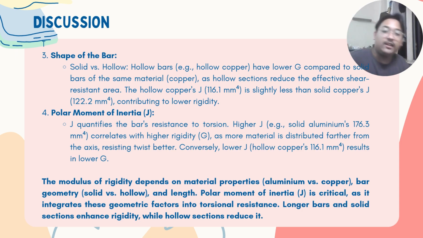So, the modulus of rigidity depends on material properties, which is aluminium versus copper, bar geometry, solid versus hollow, and length. Polar moment of inertia J is critical as it integrates these geometric factors into torsional resistance. Longer bars and solid sections enhance rigidity, while hollow sections reduce it.